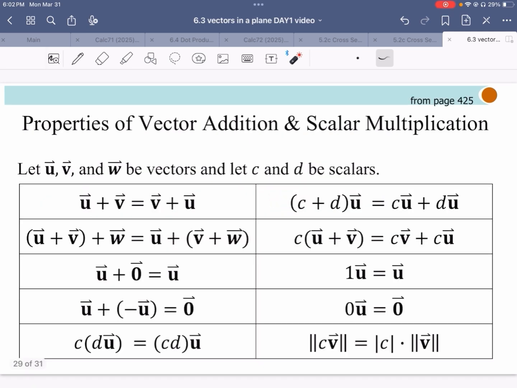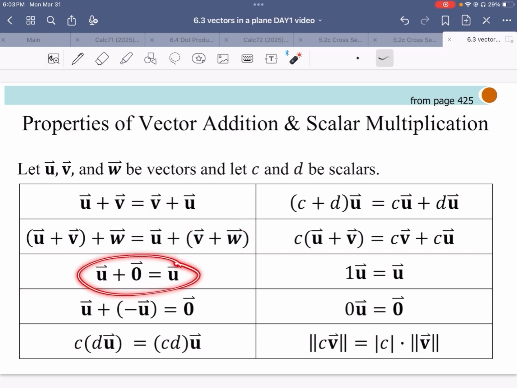All right, some of the properties of vector addition and scalar multiplication. This is from page 425 of our Larson precalculus textbook. So vector addition is commutative, just like in the real numbers. This one is the associative property. So you can either add vector u and v and then add in the w, or you can do the v and the w and then add in vector u.